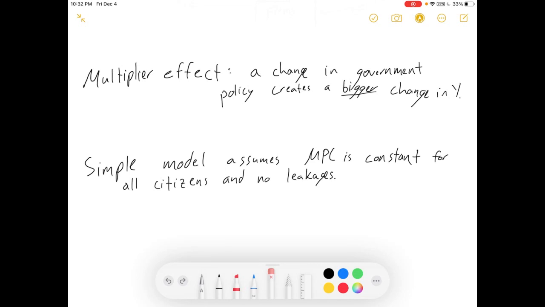Our simple model assumes that our marginal propensity to consume is constant for all citizens and that there are no leakages, such as what might happen if we spent some of our money overseas and it stopped cycling around our economy. We can add those later, but I'm not going to do that to you in a principles class.